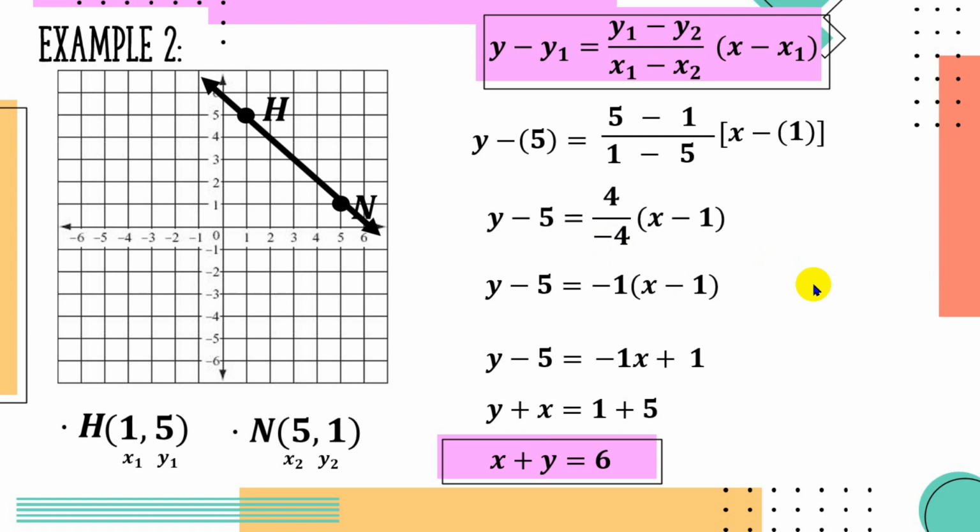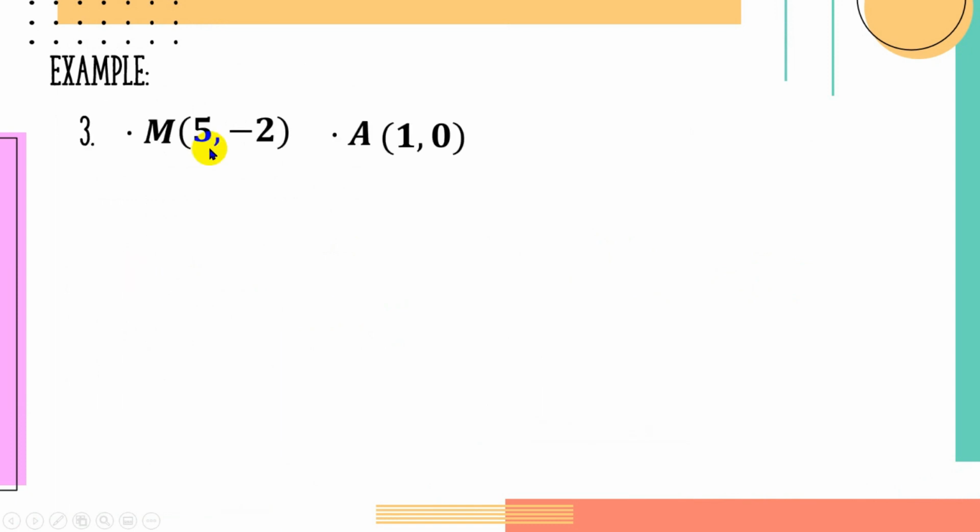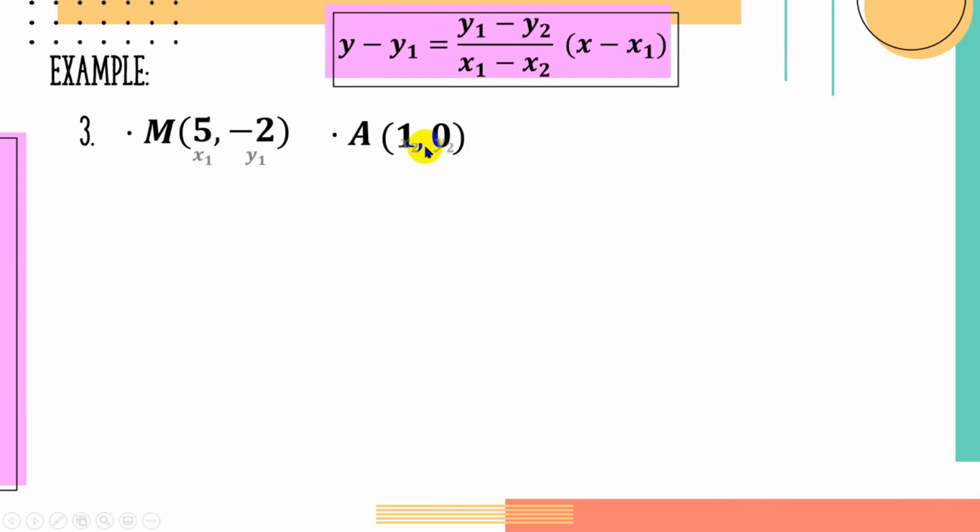Now, let's move to our third example, example number 3. So, for example number 3, given na po dito yung coordinates ng 2 points. We have point M, 5 and negative 2, and then for point A, 1 and 0. These 2 points ay ang ating x sub 1, y sub 1, x sub 2, y sub 2, and this will be substituted to our 2-point form of the linear equation.